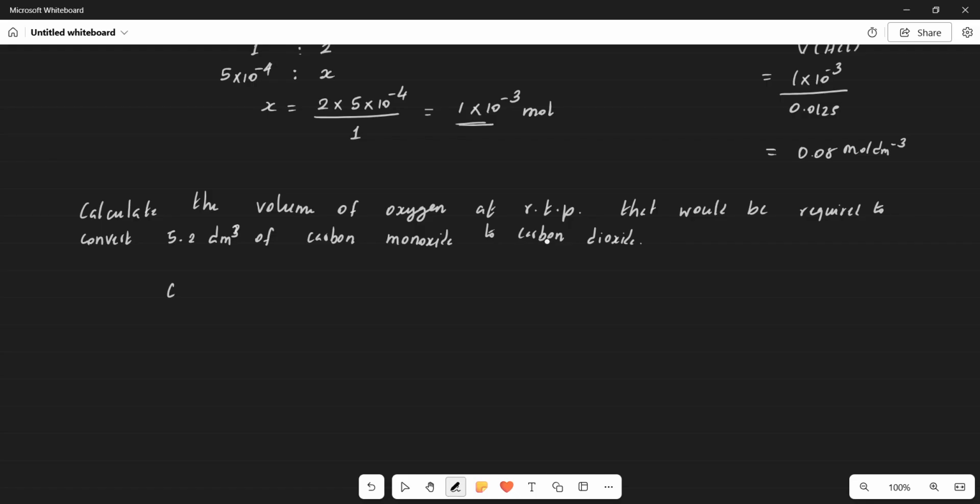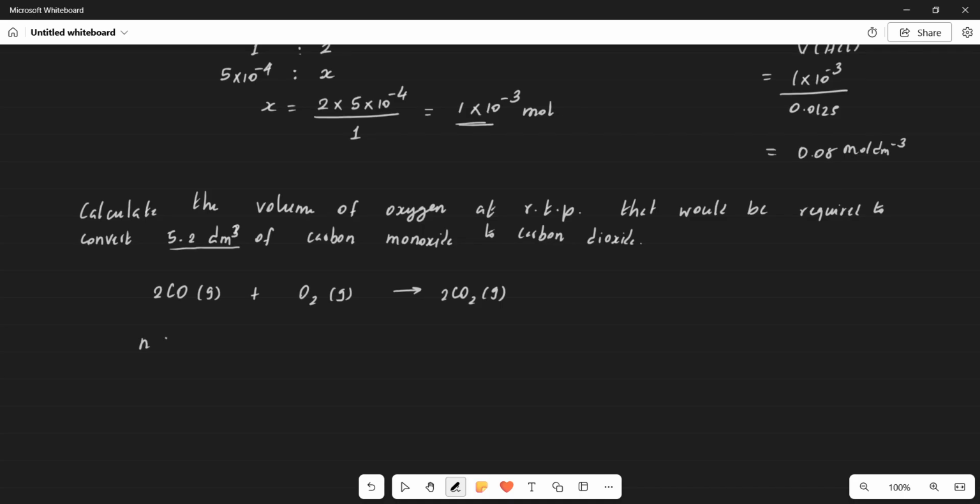So I need to know the equation. Carbon monoxide gas reacts with oxygen gas to give carbon dioxide gas. So I have to balance it. Now I am given the volume, I am not given the number of moles. I need to convert it into number of moles.